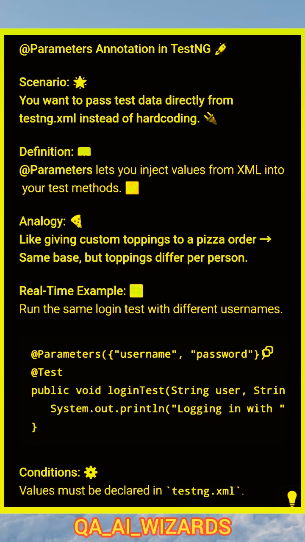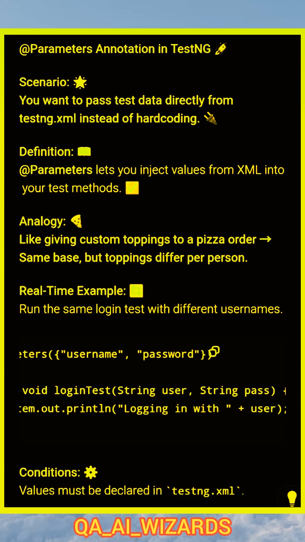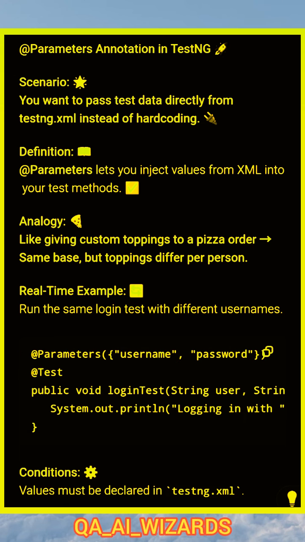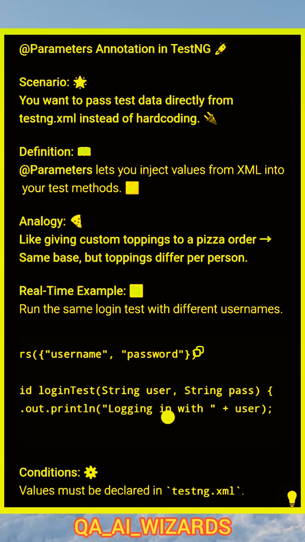Considering the syntax, in the code snippet: @Parameters, with curly braces, you give the parameters like username and password. Then @Test, public void loginTest(String username, String password), a parameterized method. We then print the output with System.out.println: logging in with username and password.